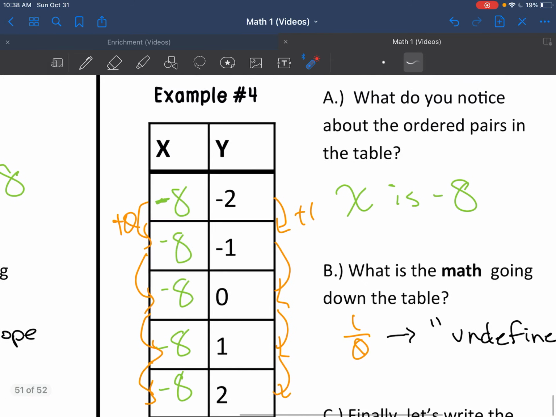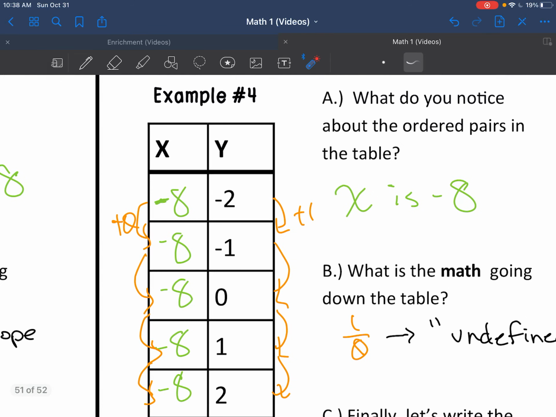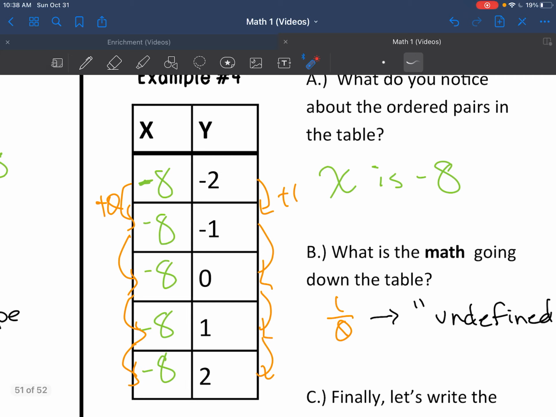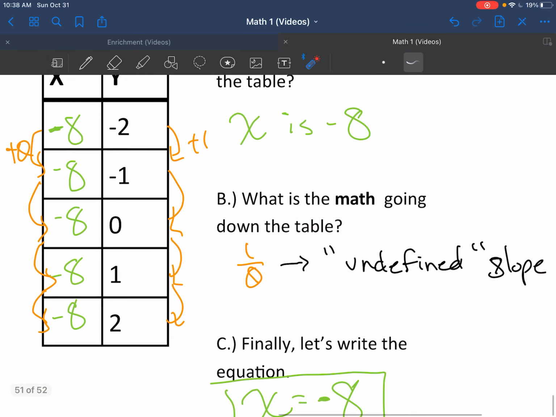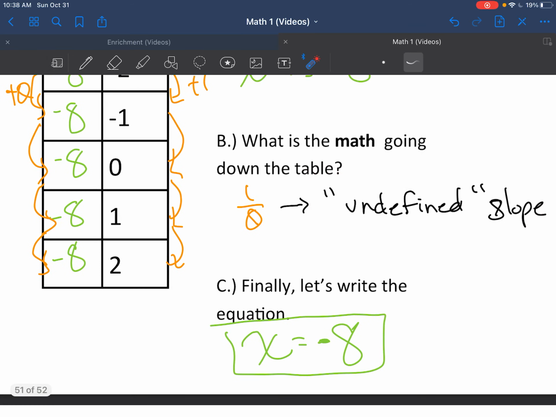Now in this one we have negative 8s for all the x's, so x is negative 8. And when we write the slope or the math for the table, y's are going up by 1, so that's the top of my fraction. X's are going by 0, that's the bottom of a fraction. Can't divide by 0, so we have an undefined slope. And again, since x is negative 8, we write that equation: x equals negative 8. Doesn't matter what the y is, because no matter what we do, x is going to be negative 8.